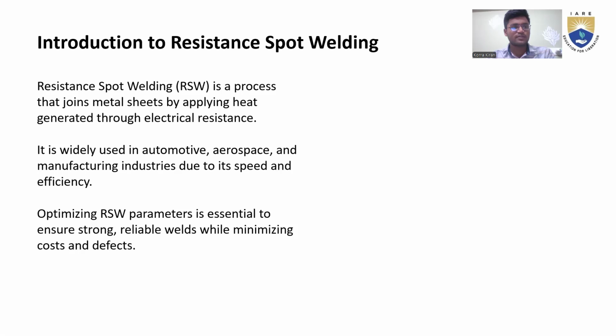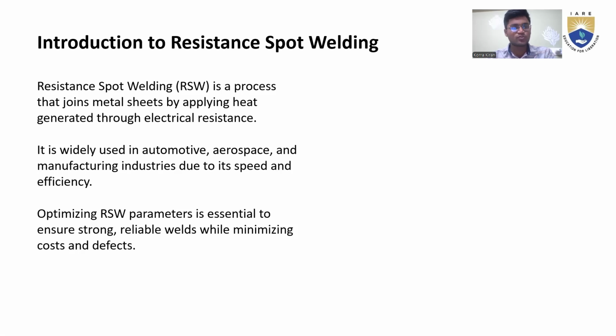Resistance spot welding, in short form we can call it RSW, is a process that joins metal sheets by applying heat generated through electrical resistance. RSW is nothing but joining the metal sheets with the help of heat generated by electric resistance. That is the main definition and main theme of RSW, and it is widely used in the automotive, aerospace and manufacturing industries due to its speed and efficiency.